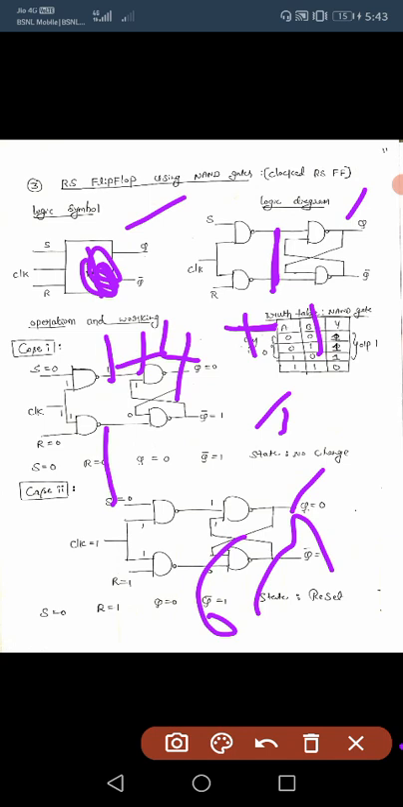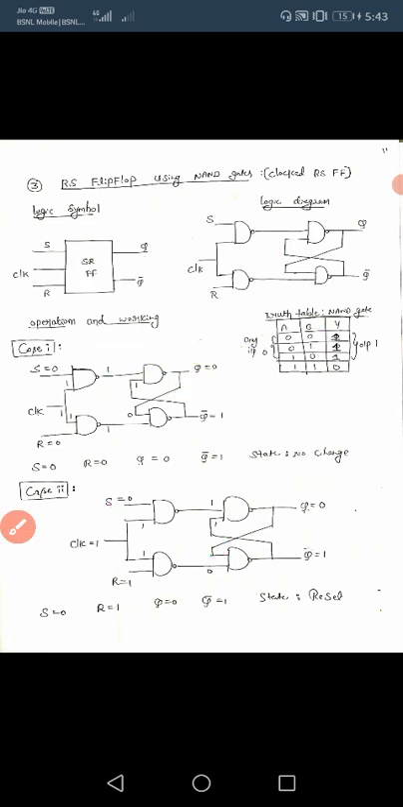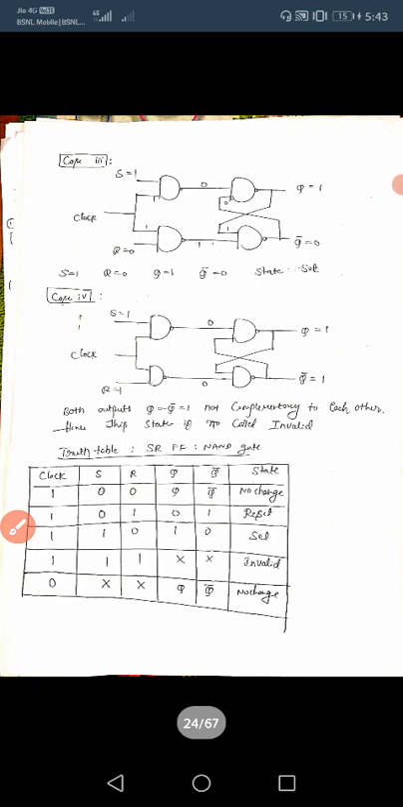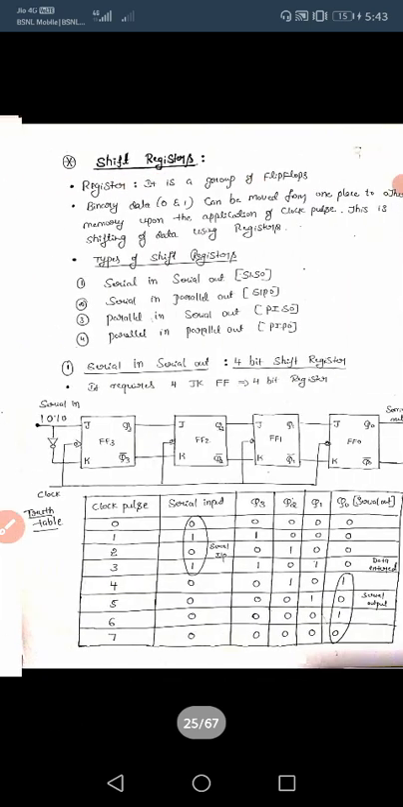So right, it is an RS flip-flop. You should write 4 NAND gates. You can write using NAND or you can write using NOR. This is what the truth table, last one, 1 mark.